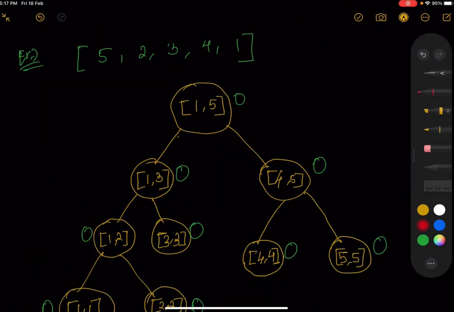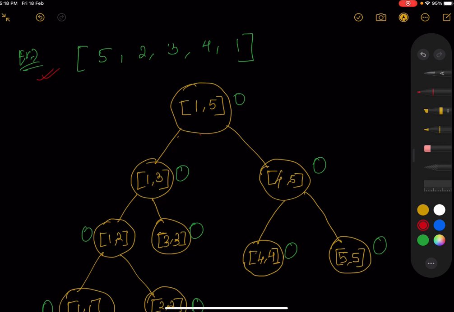So let us consider this example. This is the very first example that we had taken. So what we will do, we will build a segment tree on this array. Okay, so each node of this segment tree will store how many elements are there in the range L to R. For example, if you consider this node, the value of this node is 0, which indicates that there are no elements in the range 1 to 5. So initially we are saying that in every range the number of elements is 0.